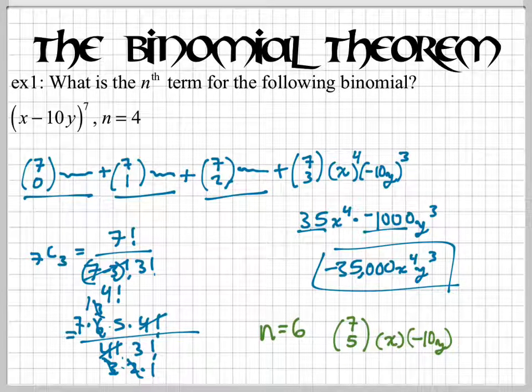What are the exponents? 2 and 5. 2 and 5? Okay, yeah, this one's 5 because it matches the choose, and this one's 2 because it's the difference of these two. Or you just think the 2 and the 5 have to add up to 7. And that's how you set it up. And now you just have to do your calculations and you're done.